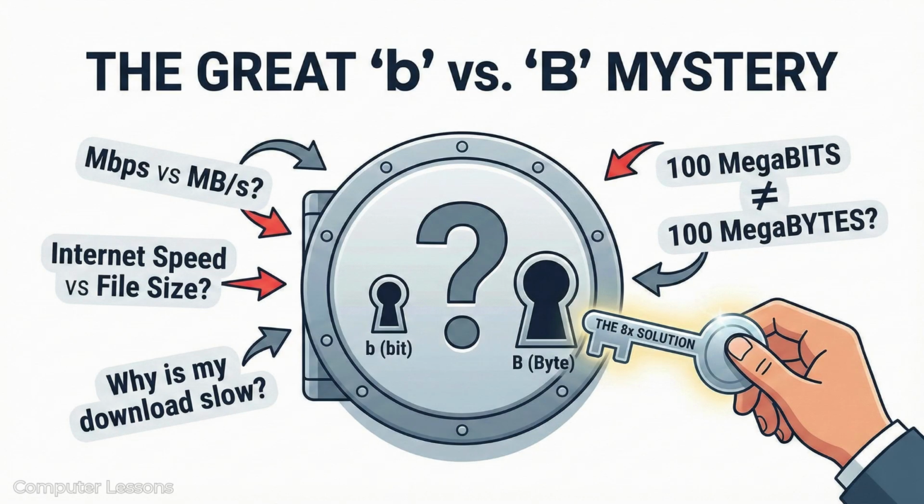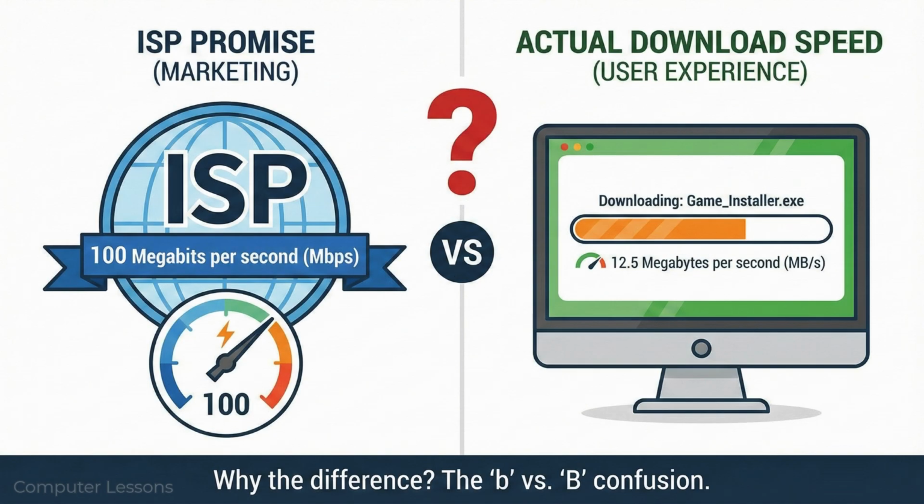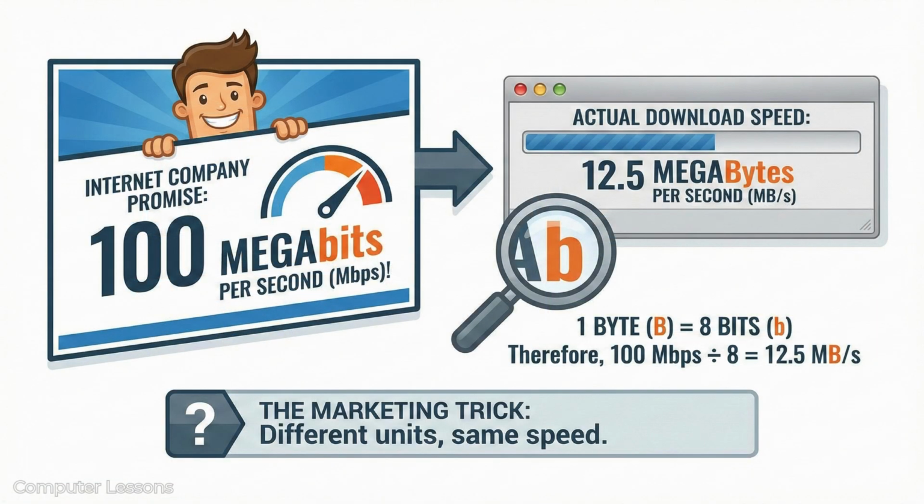Now, I need you to pay very close attention because I am about to solve a mystery that confuses almost everyone. Have you ever bought an internet package that promised 100 megabits per second? You get home, excited to download a game, but when you look at the download bar, it says you are only getting about 12 megabytes per second. Did the internet company lie to you? Well, not exactly. But they used a marketing trick.